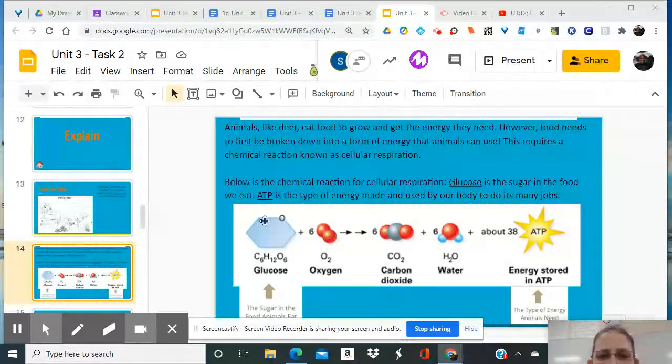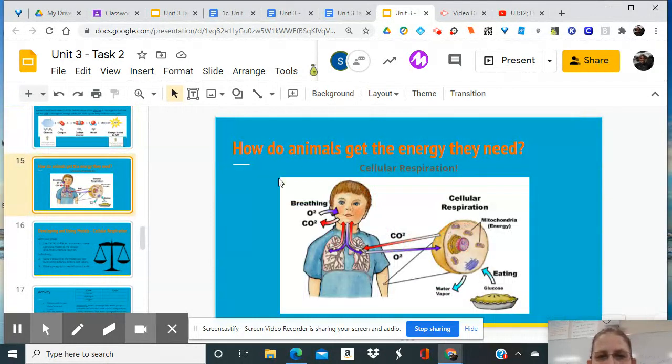Okay, so this is your reactant. This is your product. What that means is this is how they get the energy. This is what cellular respiration is. You eat the food, right? Your cells consume the food, and then they give off the CO2, which goes into your lungs and out your mouth. The water vapor comes off your cells and then out your mouth. All right, so that's basically the gist of cellular respiration.